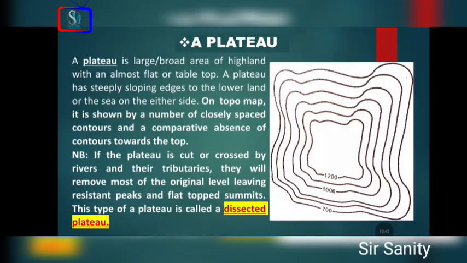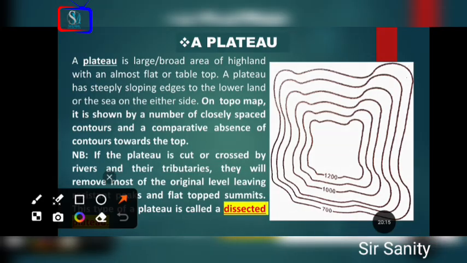This is a plateau having a tabletop surface. That is the plateau. You should know that. Now we have what's called the dissected plateau when a river crosses through that plateau, or even when a river takes its source from there and flows through the plateau. So normally you see the inner part having no contour values. I'm talking about this side.